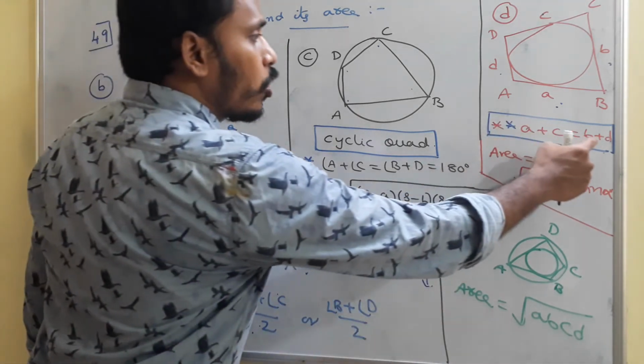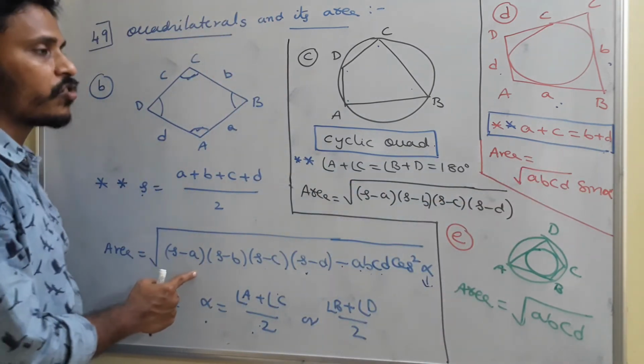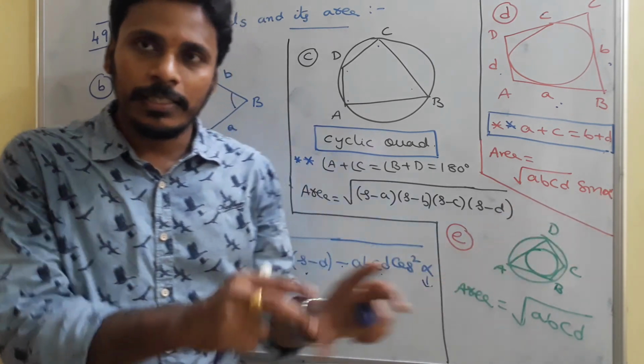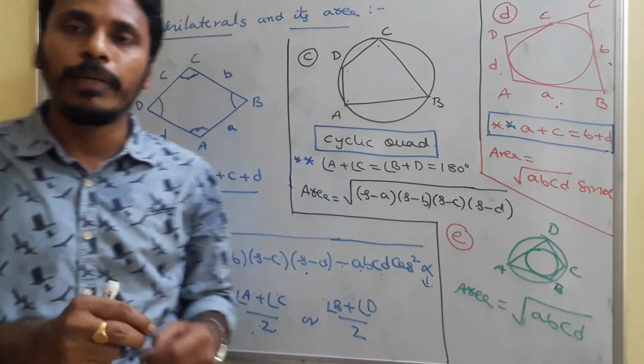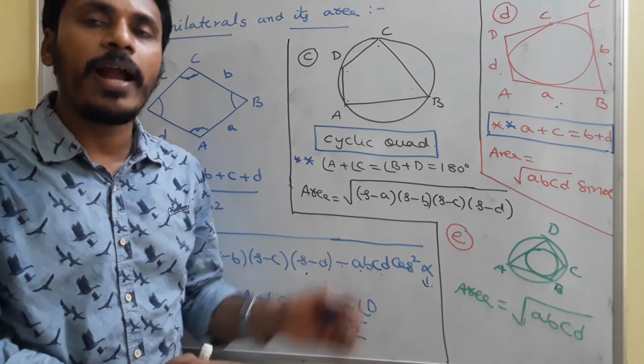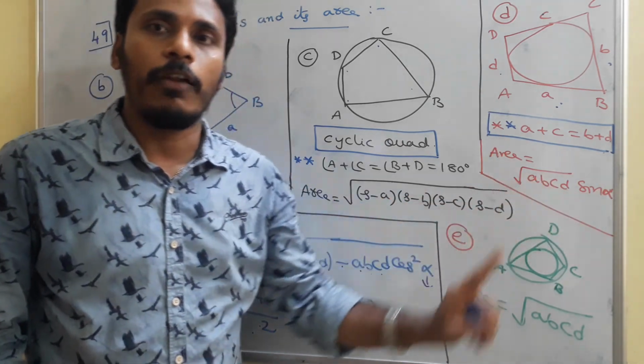Use A plus C equal to B plus D in simplifying S, and then in simplifying this square root you will get root ABCD sine alpha. That simplification is somewhat algebraic and a bit lengthy. We don't need it actually. To solve the problems we need the formula, and I am listing it. Okay. From there you have that root ABCD sine alpha.